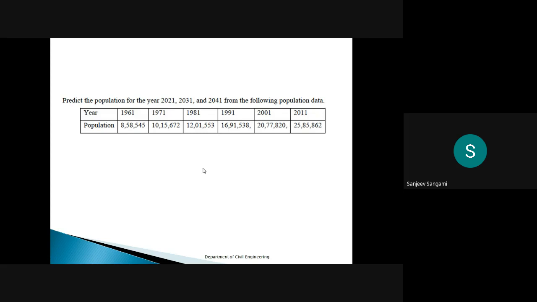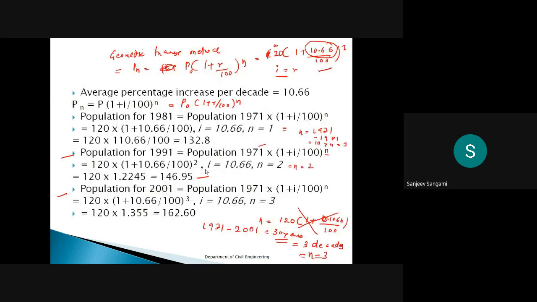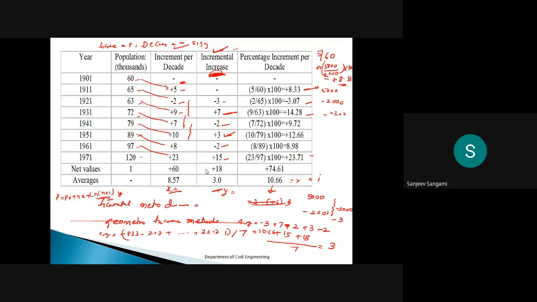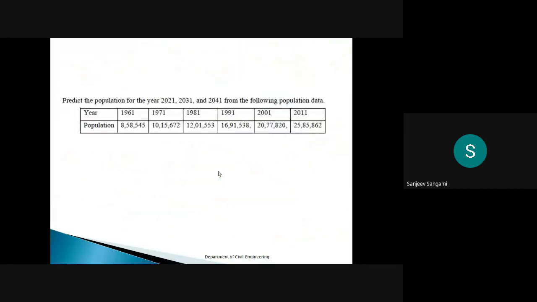In the previous class, we were discussing one problem. That problem we solved with all three methods, the arithmetic increase method, geometric increase method, and incremental increase method. If they ask for the three methods, then how we have to use them in a single table, that we also did. So now we'll go with one more small problem, that is problem number two.